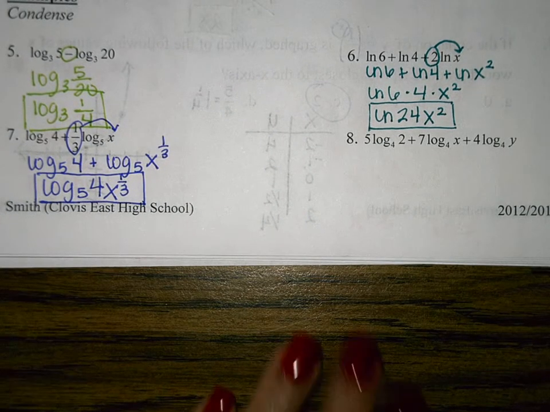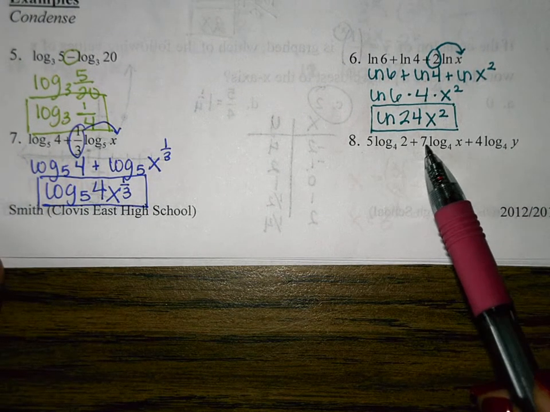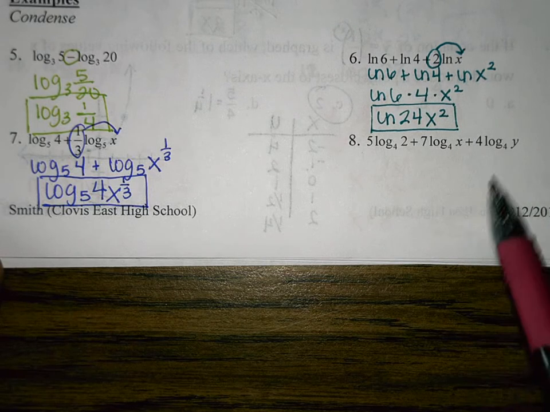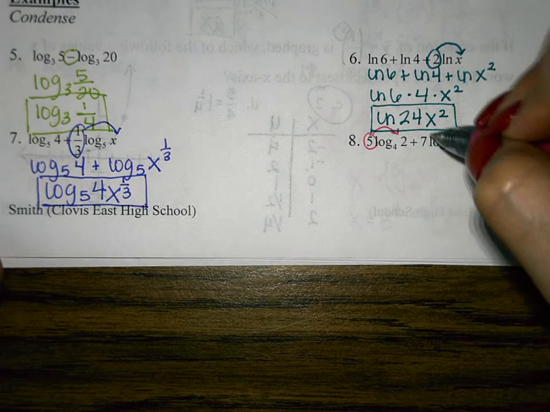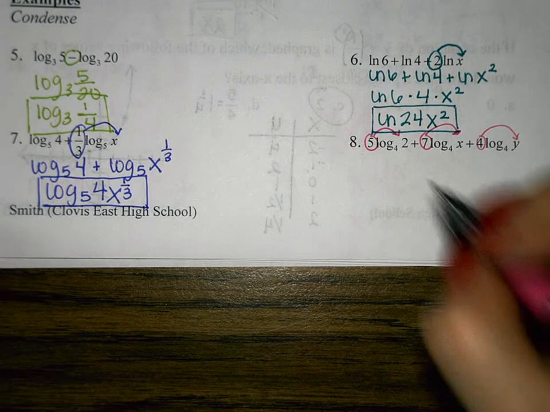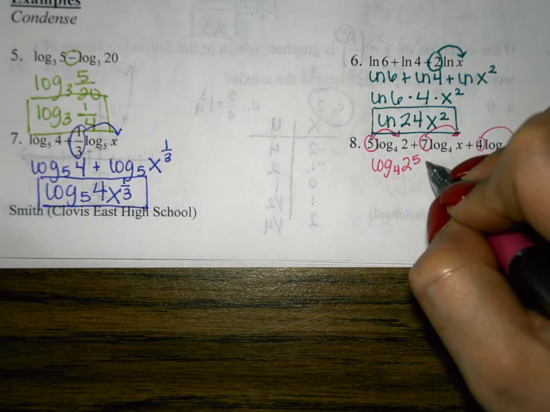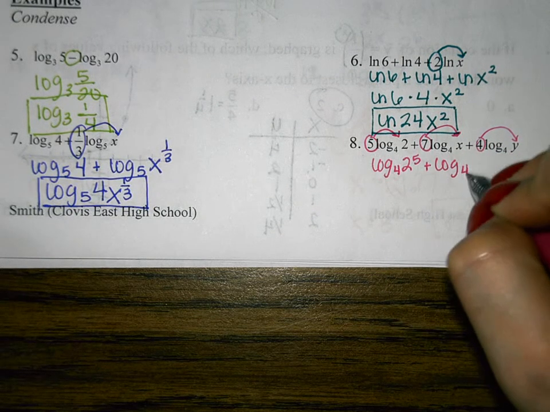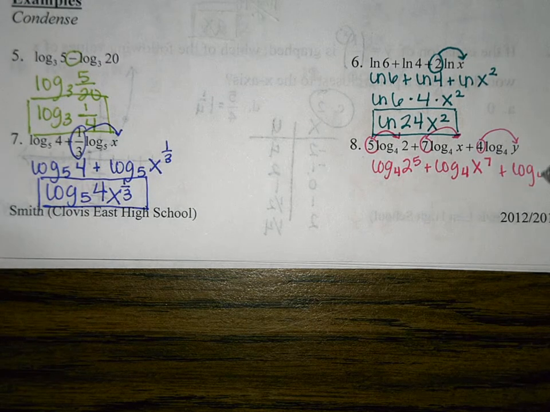Last one for this set of notes, we have 5 log base 4 of 2 plus 7 log base 4 of x plus 4 log base 4 of y. Every single one of these has a power. So the first thing I'm going to do is take care of those powers. So this is going to be log base 4 of 2 to the 5th plus log base 4 of x to the 7th plus log base 4 of y to the 4th.